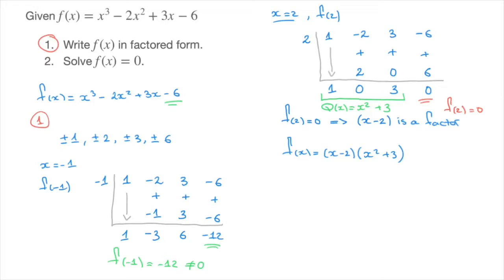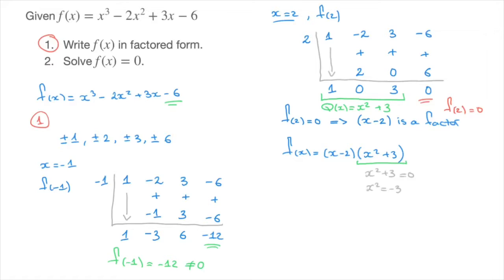Now to finish factoring f of x, we need to go ahead and write this quadratic x squared plus 3 in its factored form. In other words, we need to try and factor x squared plus 3. But if we're working within the set of real numbers, then the equation x squared plus 3 equals 0 doesn't have any real solutions. Indeed, you can go ahead and try, but solving x squared plus 3 equals 0 leads to x squared equals negative 3, which doesn't have any real solutions. So we cannot factor this cubic polynomial any further.